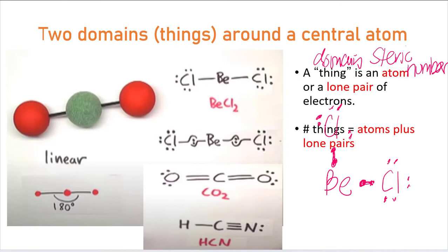So the way that we draw it, again, this does not tell us our shape, because right now I might look at this and go, oh, well, this is a bent shape. What this Lewis structure is going to help us see is that we're going to look at our beryllium. This is our central atom, and there are how many things surrounding Be? There's 1, 2. So it has 2 domains, or a steric number of 2.